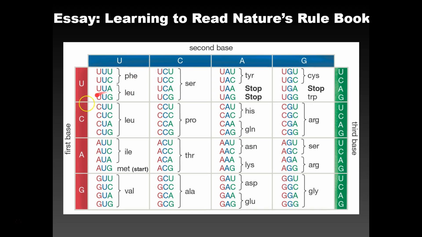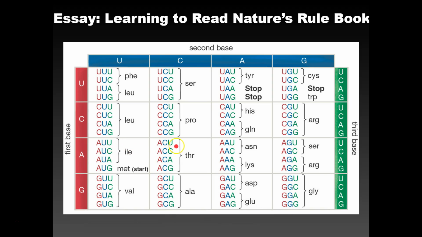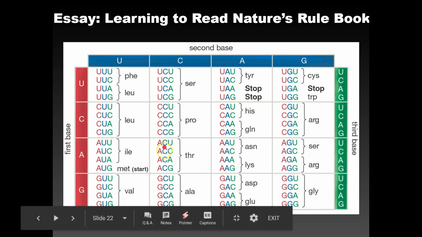So we go over here on the left, and we find our first letter, A. The next thing you want to do after you found your first letter is go to your second letter, which is C. You see C up here. So we're right here, AC, and then our final letter is G, which is threonine. ACG specifies threonine, THR.